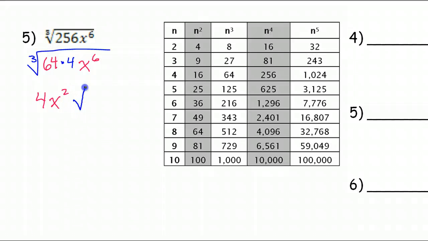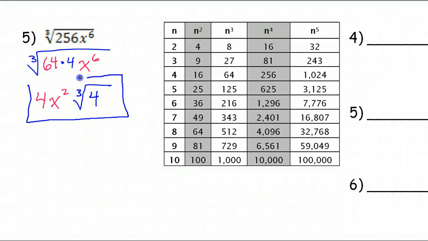Now for the blue stuff, it's really just the one number here. I've got the cube root of 4. So that is the final answer. Notice I can't go any further, even though that's a 4, because this is not a square root, this is a cube root. And 4 is not on the list.